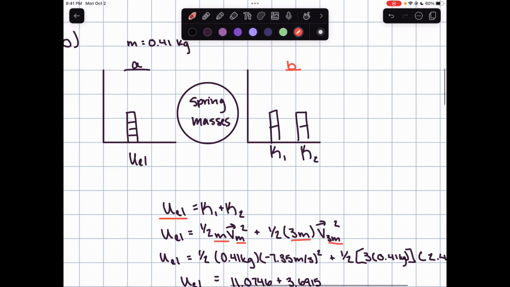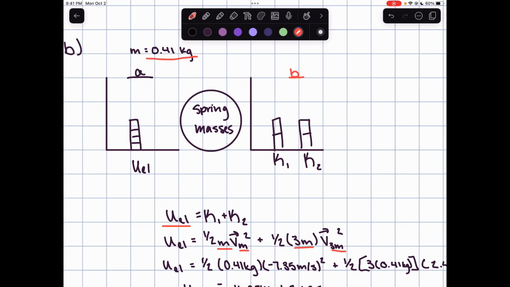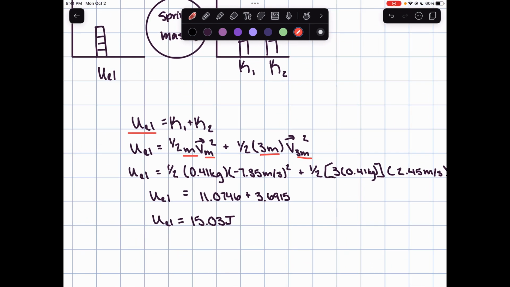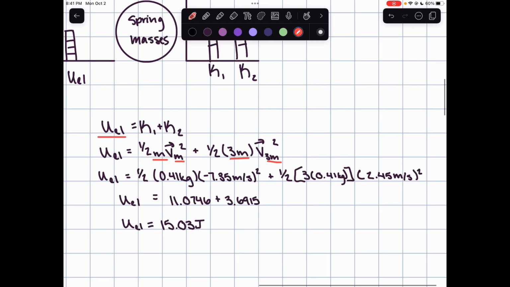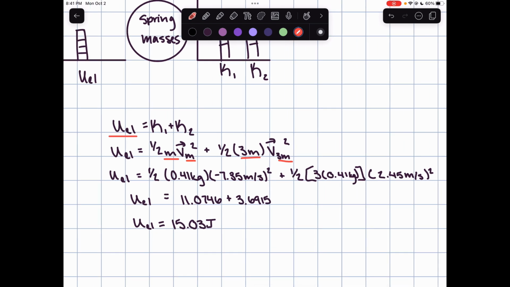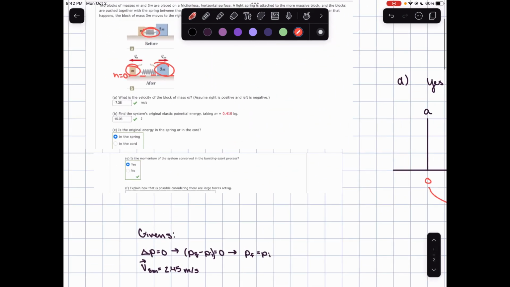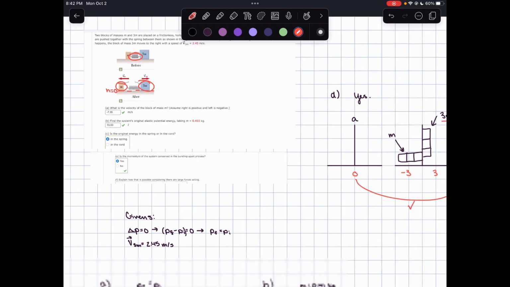From there, we can plug in the numbers that were given. For this equation, we were given that the mass of m is equal to 0.41 kilograms. So we can plug that in for m, and this times 3 for 3m. We can plug in the velocity we're given for the mass 3m, and we can plug in the velocity we solved for in part A, v_m. Then from there, we do the algebra, and we find that the elastic energy is equal to 15.03 joules. As you can see up here, those are all the right answers.